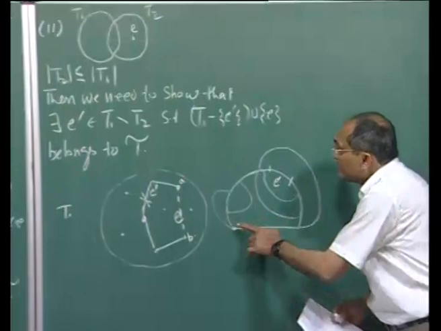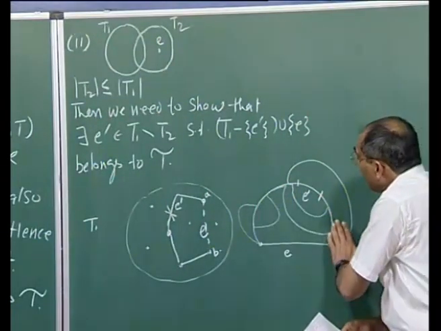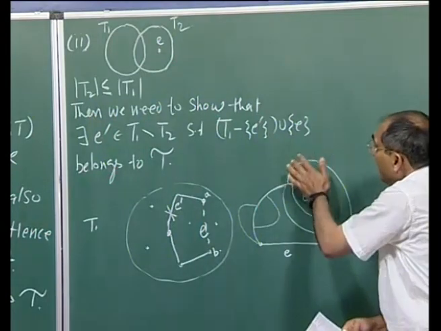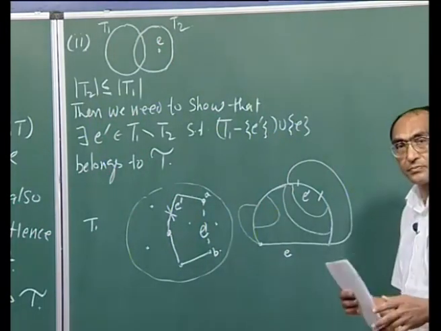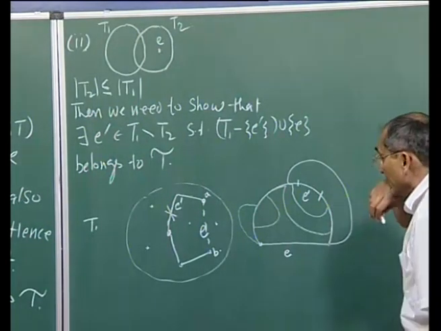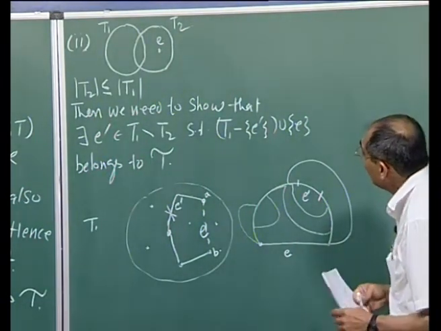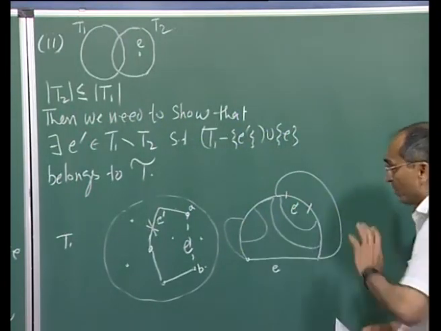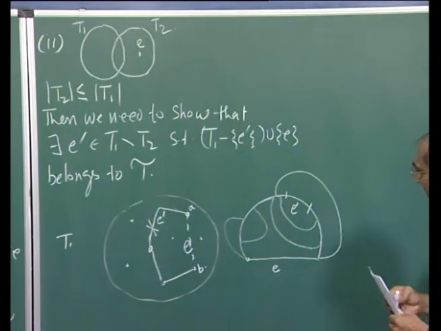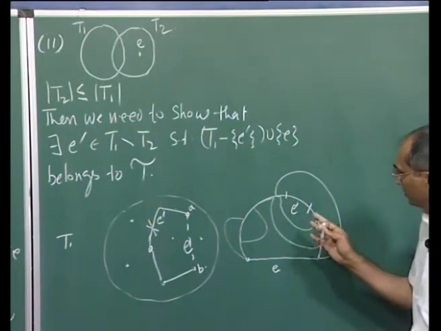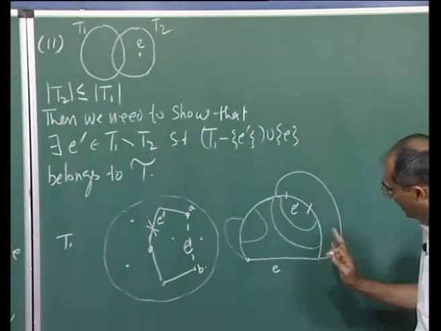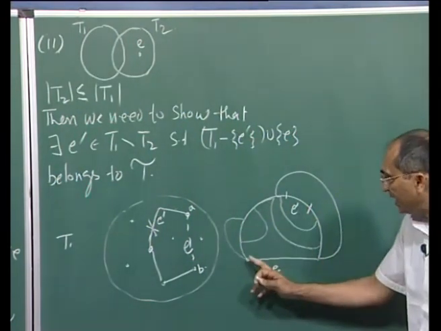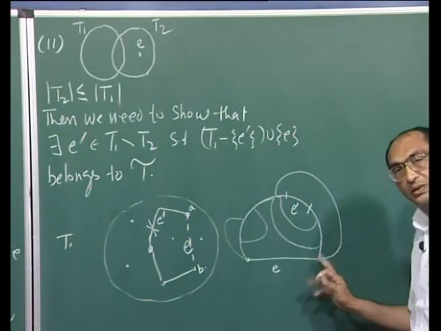In other words, that cycle may share some of the edges of the original cycle and may have some other edges outside it. And now what we have is this second cycle which does not require E prime. Now in that case, let us first of all visualize a simple situation where none of the edges of the second cycle are shared with the original cycle.